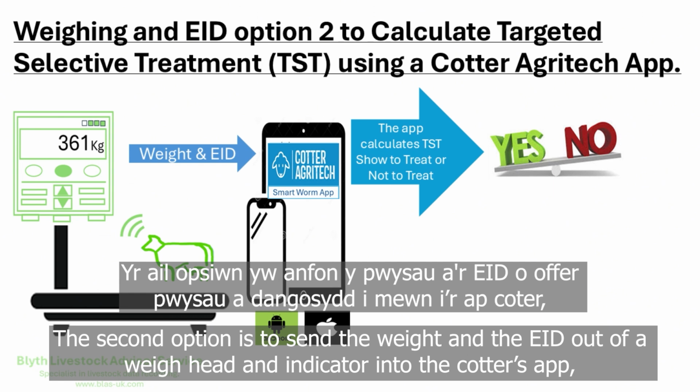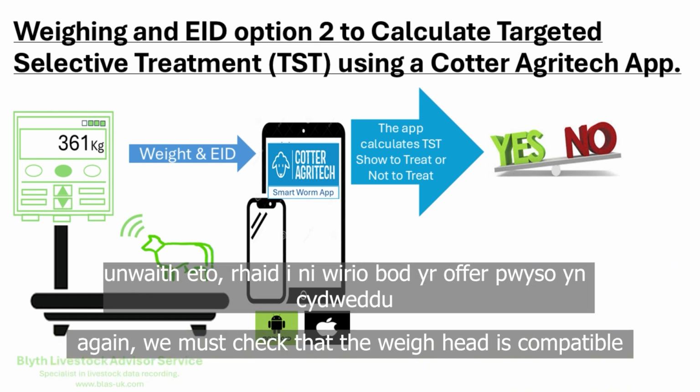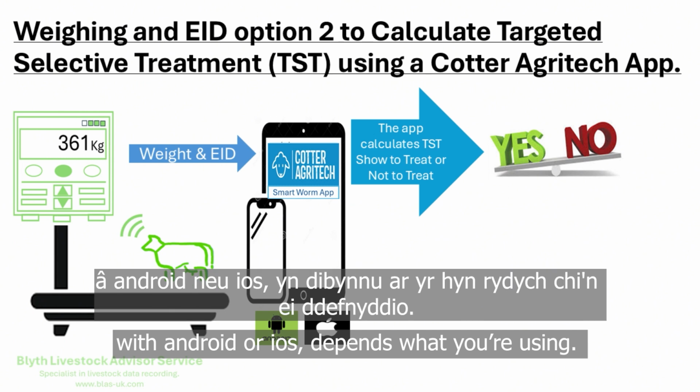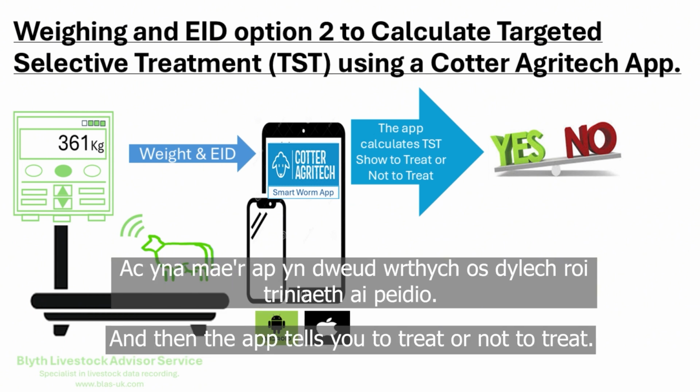The second option is to send the weight and the EID out of a weighhead and indicator into the Cotter's Crate app. Again, we must check that our weighhead is compatible with Apple or iOS, depends what you're using. And then the app tells you to treat or not treat.